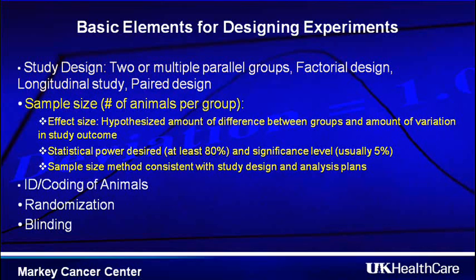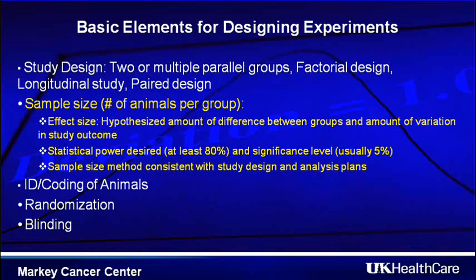The next element is the sample size, or the number of animals per group. This is a critical component that needs to be planned ahead of time. In addition to providing justification required by the Institutional Animal Care and Use Committee, this ensures that you are able to adequately address your research hypothesis with sufficient statistical power.